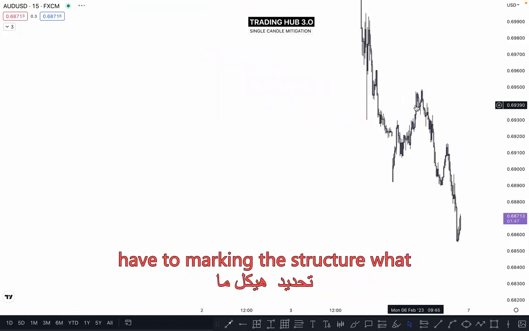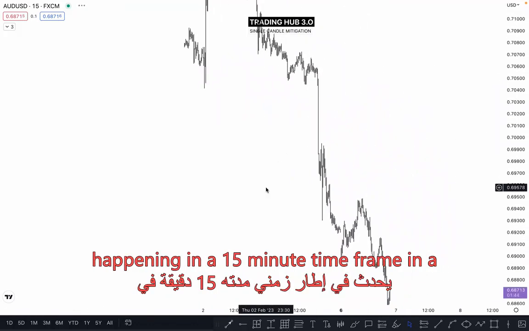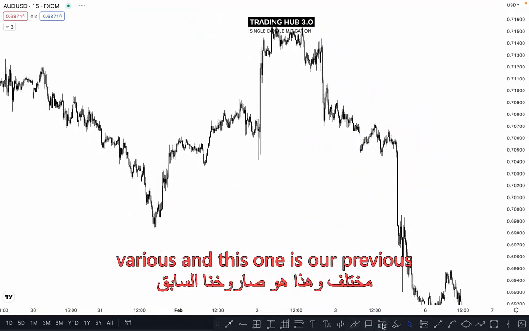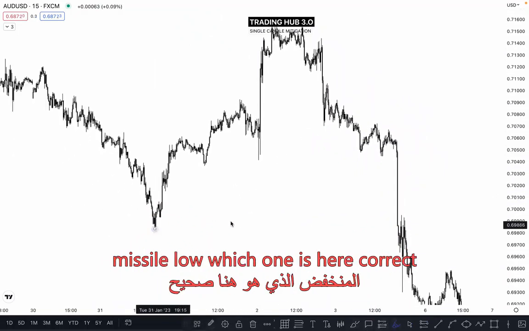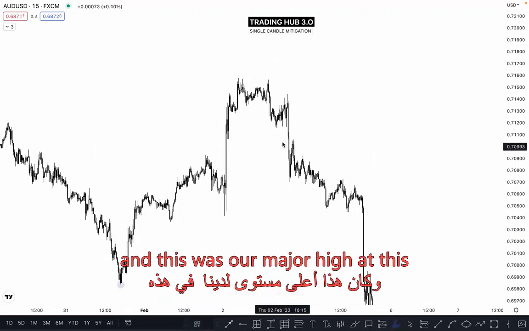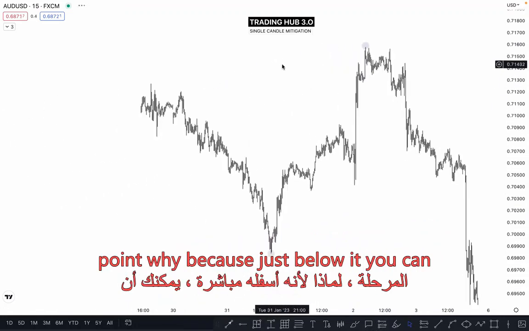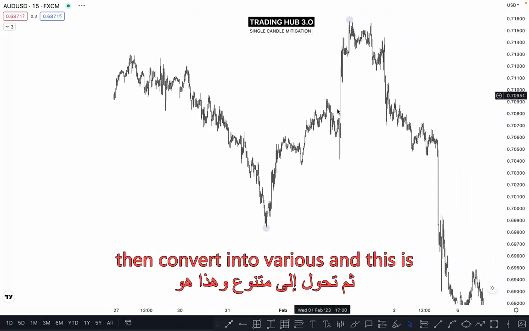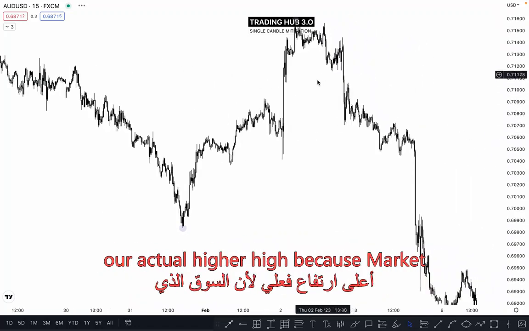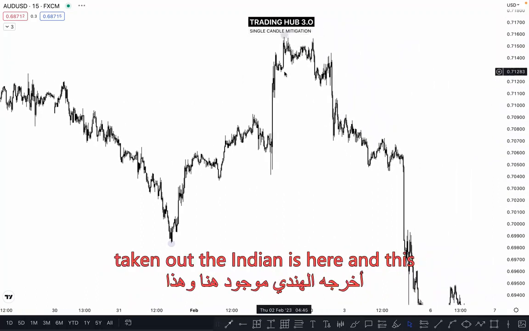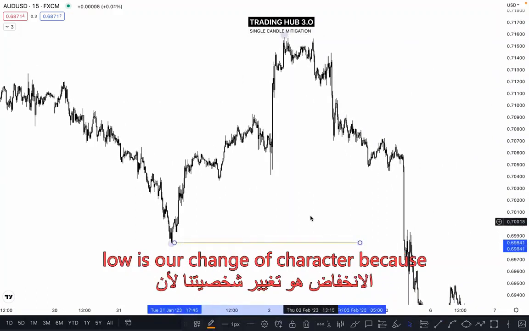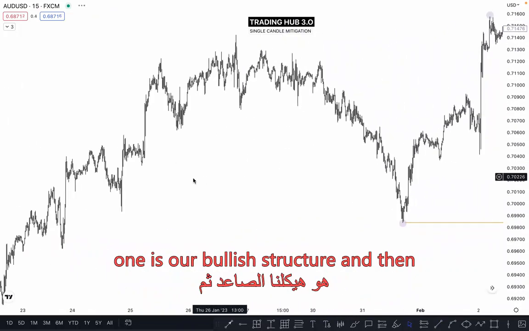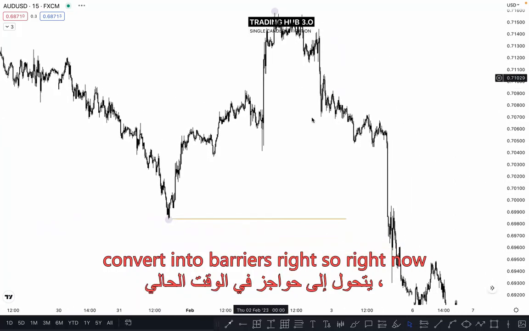First of all, you have to mark the structure of what is happening in the 15 minute time frame. In the 15 minute time frame, everything is bearish, and this one is our previous major low, correct? And this was our major high at this point. Why? Because just below it you can see the market was first bullish and then converted into bearish, and this is our actual higher high because the market took out the inducement here, and this low is our change of character because the market turned from bullish to bearish. This one is our bullish structure and then it converted into bearish, right?